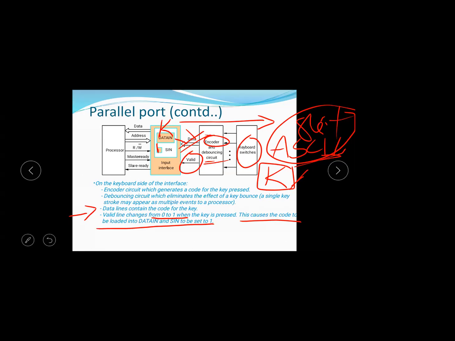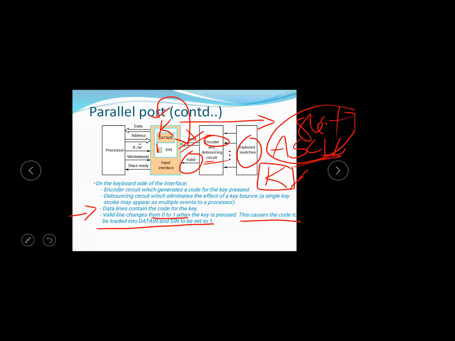Okay, this is the keyboard to interface operation. Clear? Whenever a key is pressed on the keyboard, that key is converted to an 8-bit ASCII code by the encoder circuit, and that 8-bit encoded data is transmitted to the data lines, and the device also sends the valid signal. That is, whatever data is on the data lines is valid data. Only then is the data from the data lines transmitted to the data in register. Now the data in register contains a new character, K.